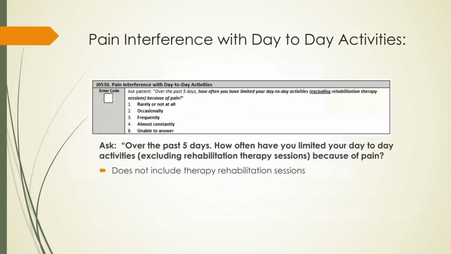And then once you do that one, it's pain interference with the day-to-day activities. And that's pretty much everything else that the patient's doing. So it's over the last 5 days. How often have you had to limit your day-to-day activities, not including any rehab sessions that you might have had because of pain? And again, it's rarely, occasionally, frequently, almost constantly, or they're not able to answer.